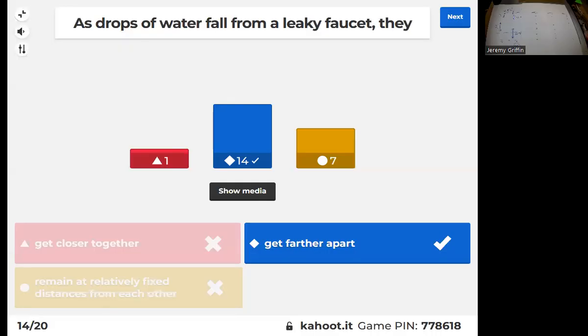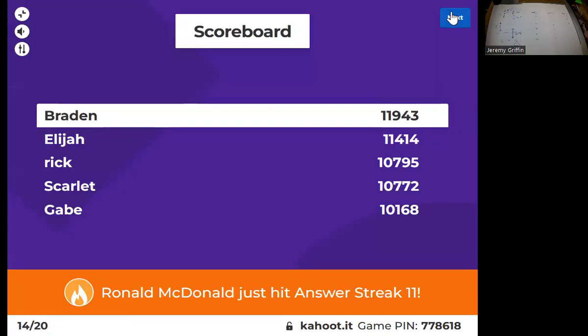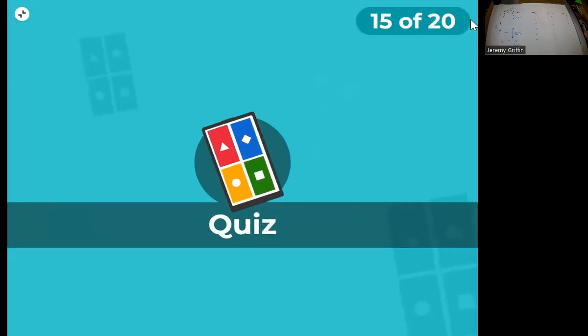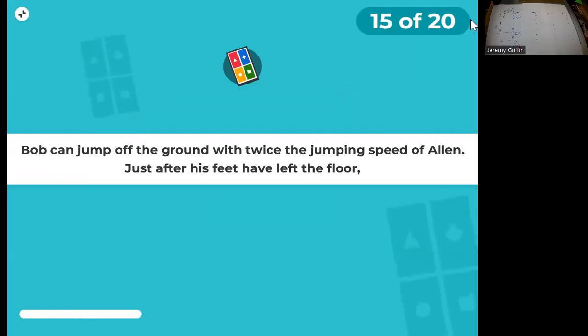All right, back over to Kahoot. Braden keeps the lead. 10 seconds. Scarlett moving up. Bob jumps off the ground with twice the jumping speed of Alan, just after his feet had left the floor.